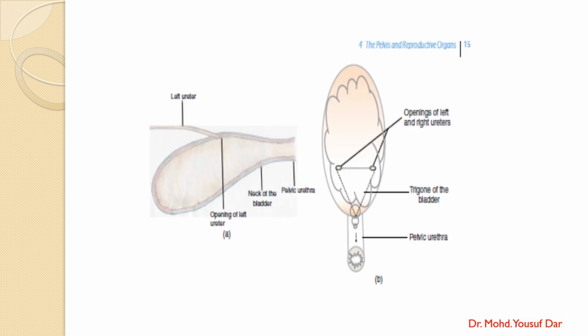So here in the diagram you can see this is the urinary bladder. ये इसका cranial end हो गया. This is the middle part, that is the body, and this is here the neck, and this is the urethra. Here you can also see this is the vertex, this is the body, and here this is the neck of the urinary bladder, and this is the urethra.